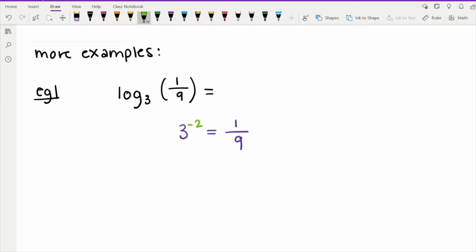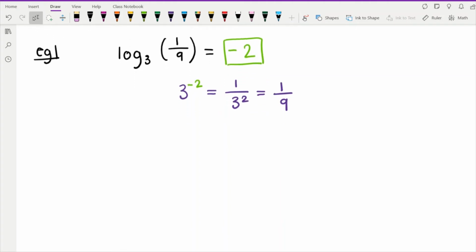that would give us, and I'll even write this out in a little more detail, the same as 1 over 3 squared, right, which is 1/9. And so our answer is -2. So the answers to logarithms can be negative numbers, and that usually occurs when you have something like this, where it's like 1 over a number.